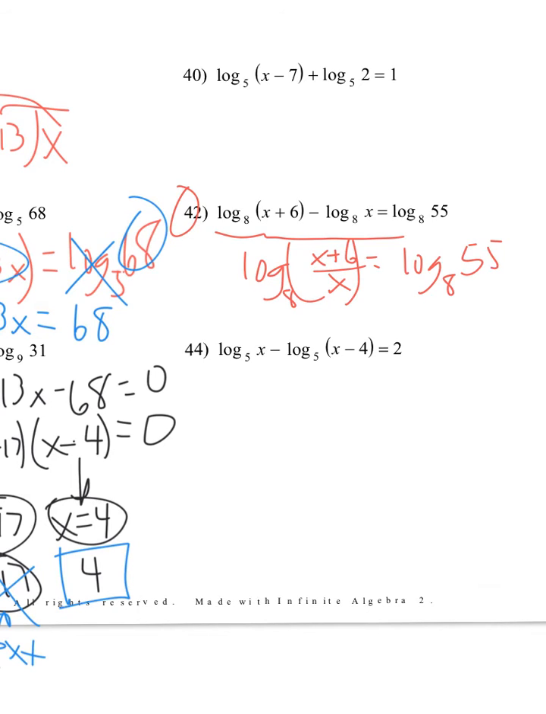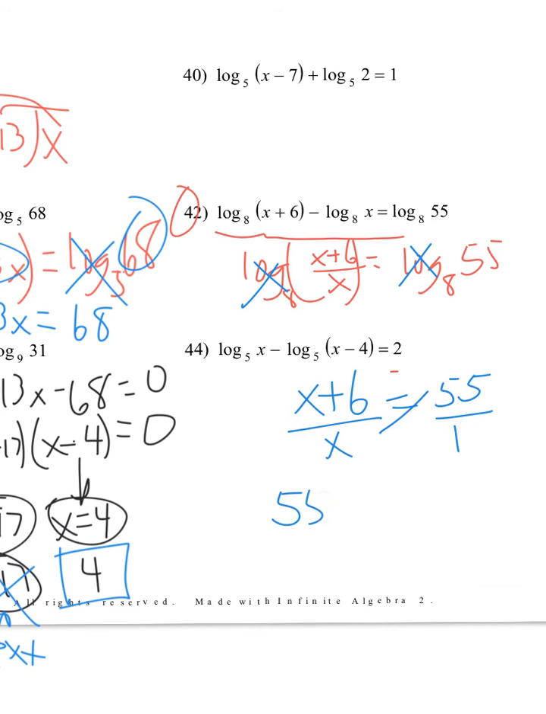If I didn't have a log on the right side, then I would have to go through and do that. So if you look at 44 here, you don't have a log on this side, so you're going to go to exponential form and form your equation. Now I can just drop the logs off. So I say x plus 6 over x is equal to 55. I'm going to make a proportion and cross multiply, so 55x equals 1 times x plus 6, which is x plus 6.